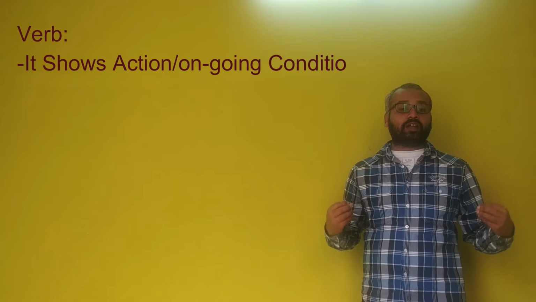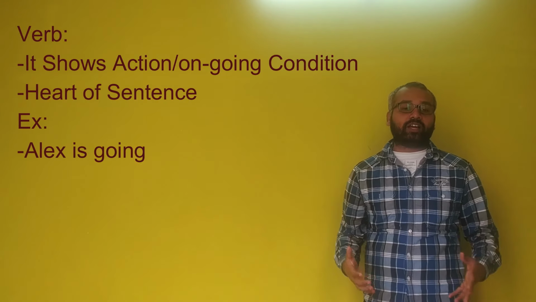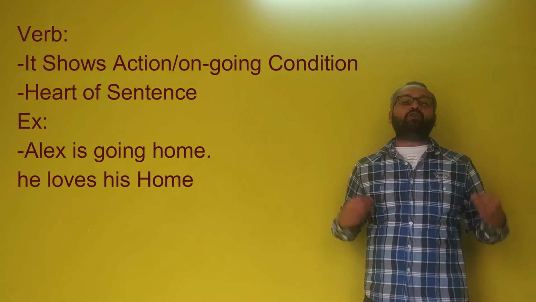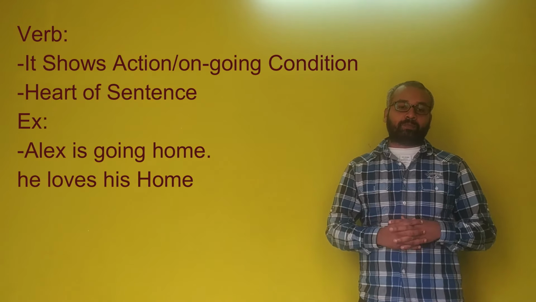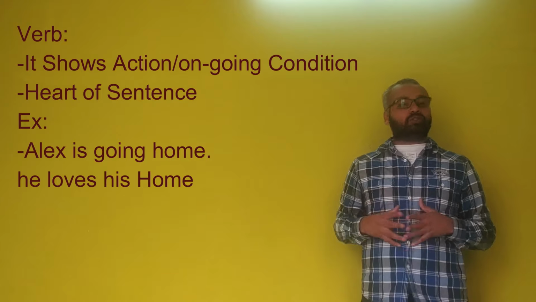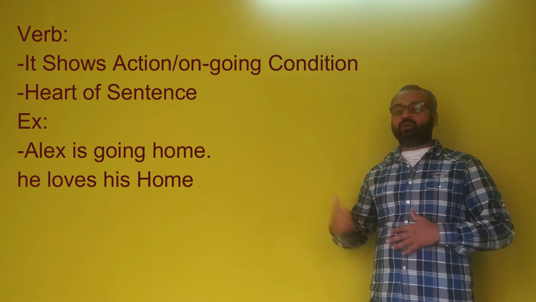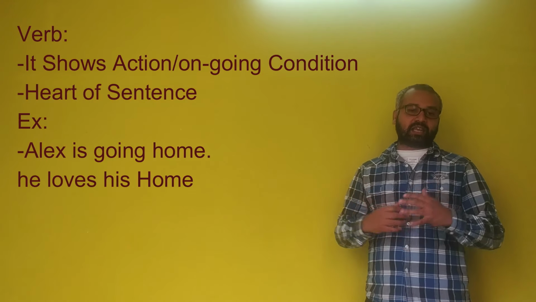Verb, it's nothing but it shows an action or ongoing condition. It is considered as a part of a sentence. Alex is going home. He loves his daughter. Alex is going home. He loves his home. So, is going is an action performed by Alex. So, here we consider this as a verb.